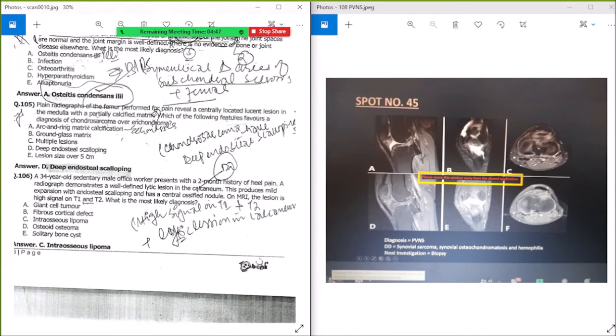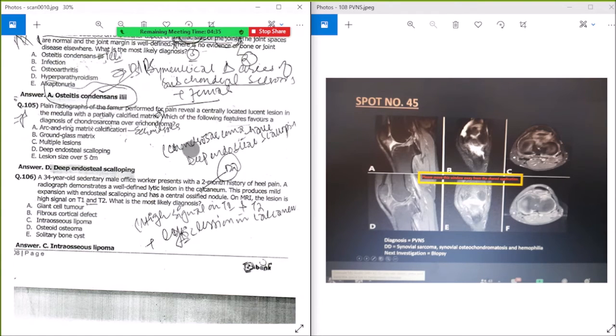Question 105. A plain radiograph of the femur performed for pain reveals a centrally located lucent lesion in the medulla with a partly calcified matrix. Which feature favors a diagnosis of chondrosarcoma over enchondroma? Deep endosteal scalloping.